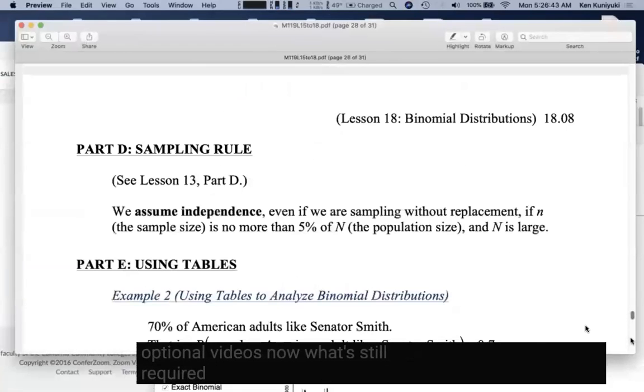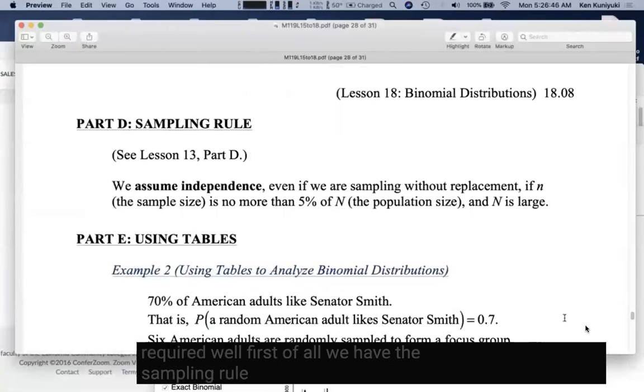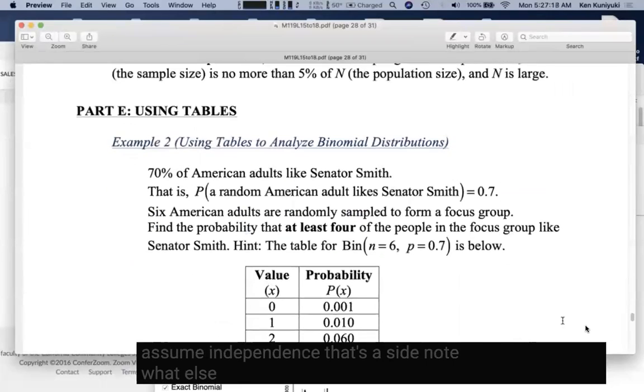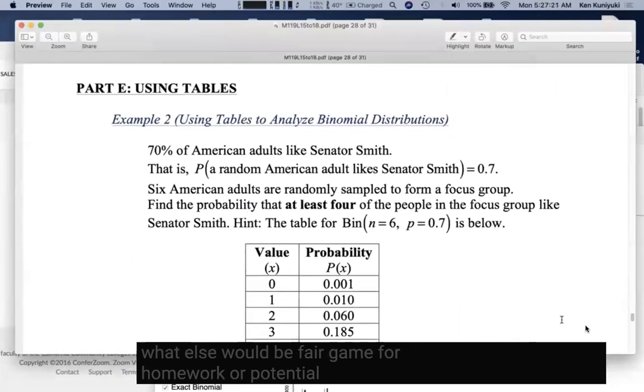Now, what's still required? Well, first of all, we have the sampling rule. Remember, when we had the cooties example, we were drawing a random sample of 5 random American adults from the overall population. And by the sampling rule, we could still assume independence. We could still have a binomial experiment because the sample size, little n, was tiny. It was only 5, certainly no more than 5% of the overall population size of American adults, which is in the millions. So we could assume independence. That's a side note.